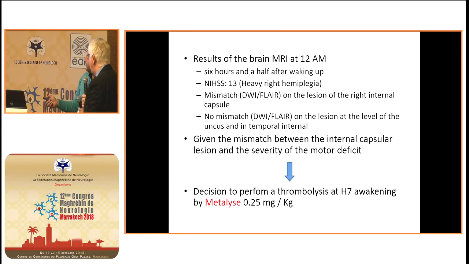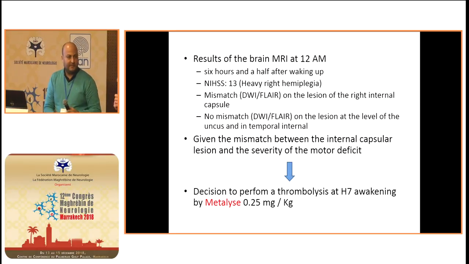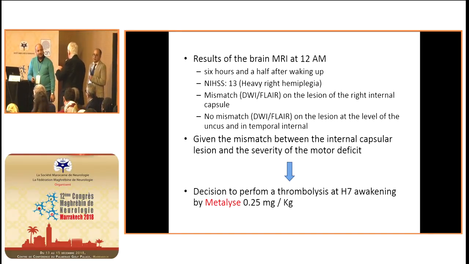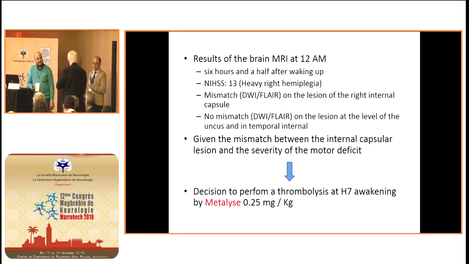So we got the MRI at noon. And I think I would give TPA in this case, because of negative flair. Almost negative, not completely negative, but no very evident positive. Big lesion on MRI, and because of the NIH 13, because it's quite severe.